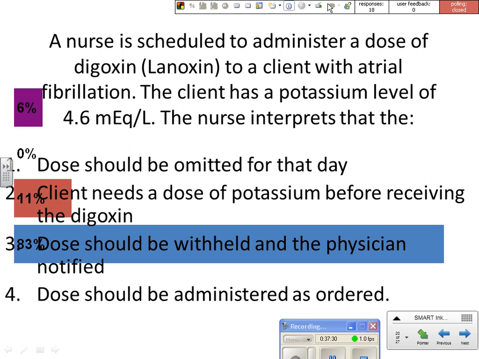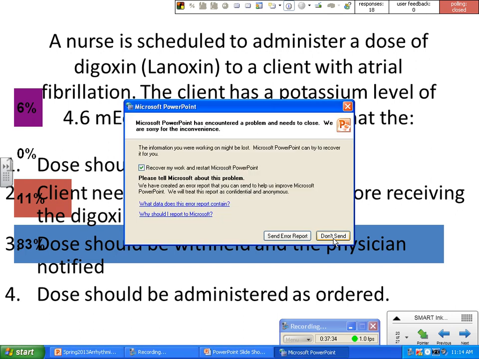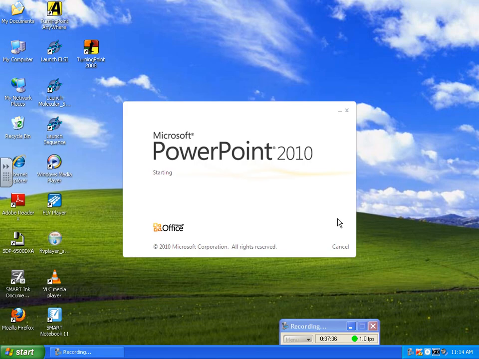And it's going to give me the error message. Yep. It always does that. Let's pause the recording.